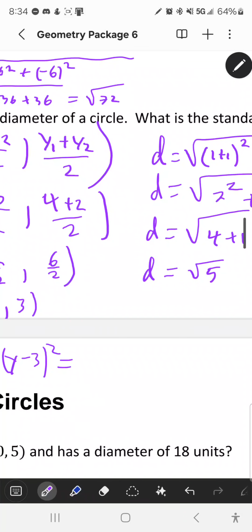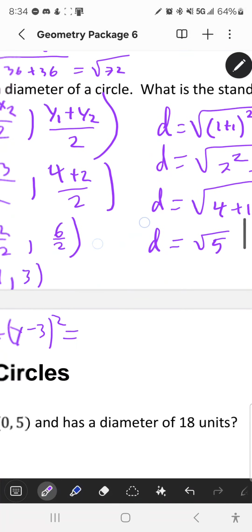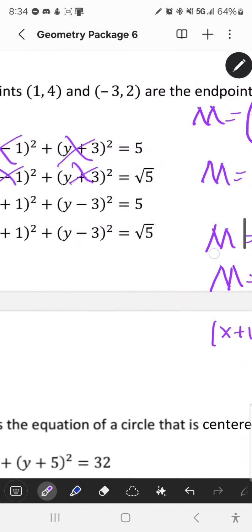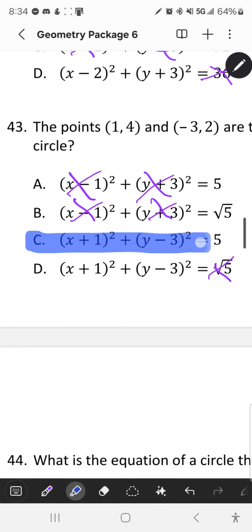Now, since the radius is the square root of 5, in the formula it is r squared. So it will be the square root of 5 squared. So we can cancel out and we're going to get 5. So we can say this is not an answer. We choose C.